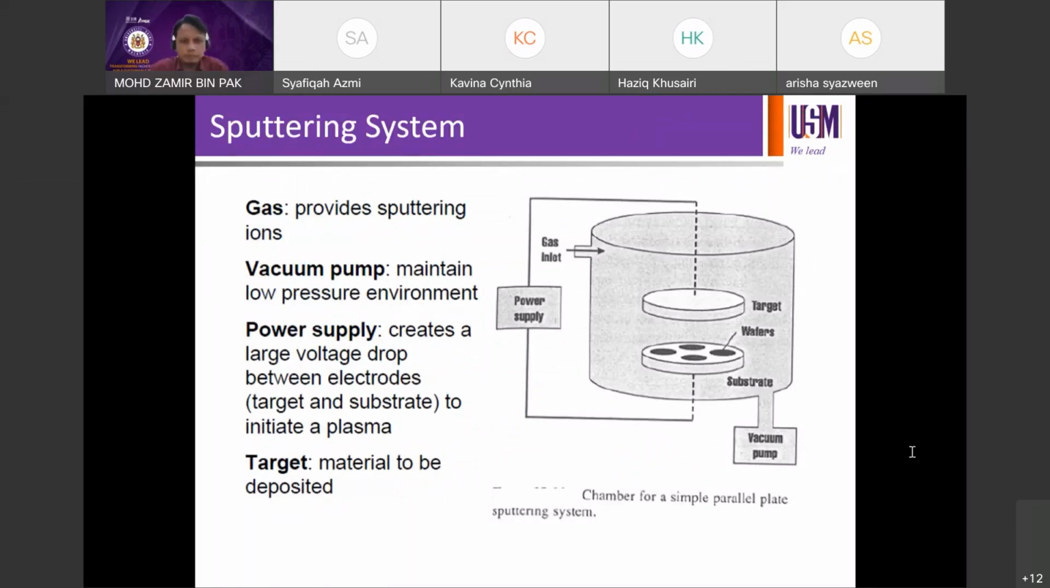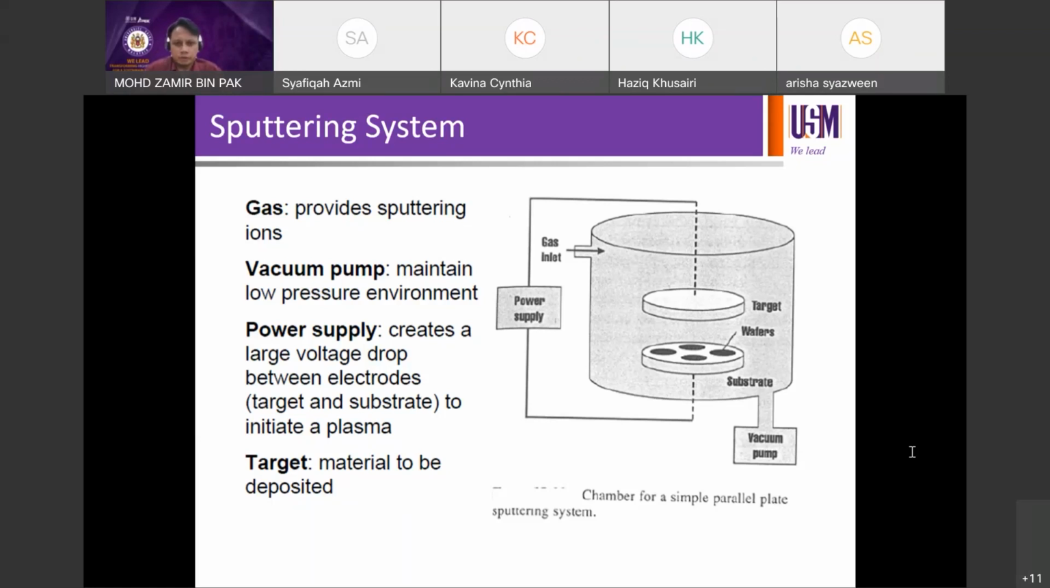All right, good. So let's move on with sputtering system. Last time we discussed the sputtering process briefly. Now let's get into details for sputtering.